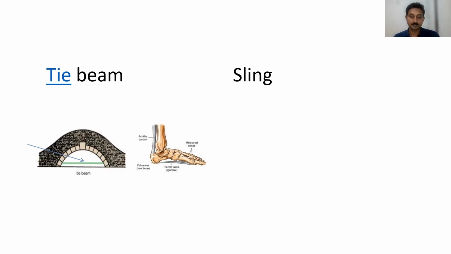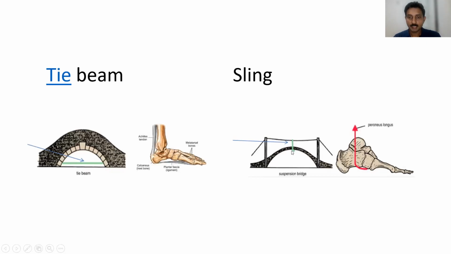What is a sling? So in this part, the keystone is held up together by means of a rope that is called a sling. You can see here there is the peroneus longus muscle, whose tendon is keeping this in position. That is called a sling.